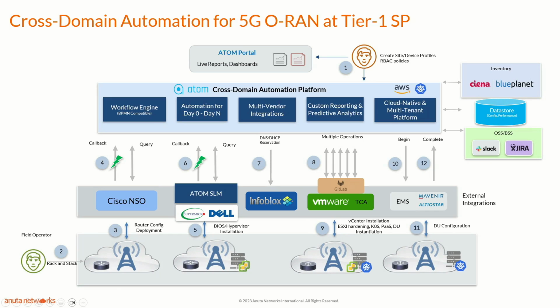Atom also integrates with the inventory system, the Blue Planet inventory system, and fetches the information that is required to provision the cell site routers. Atom also has a custom reporting framework where you can build reports. For the customer, we have built live deployment reports and exec dashboards that can be viewed to see the status of the deployment at these cell site routers.